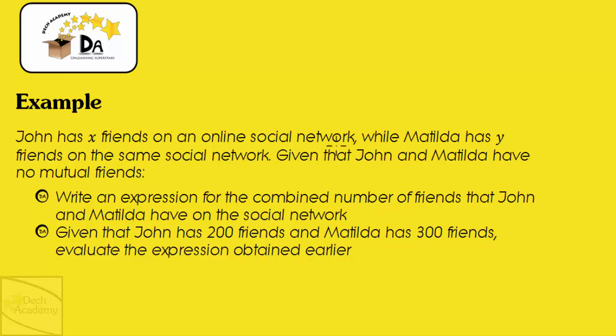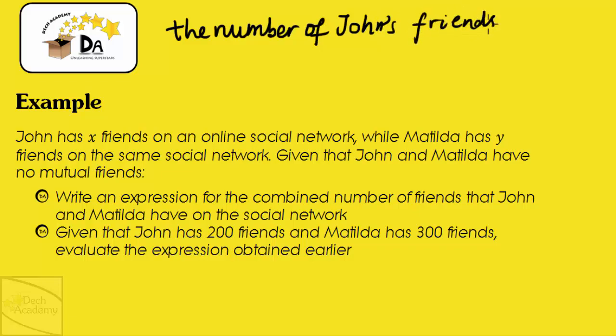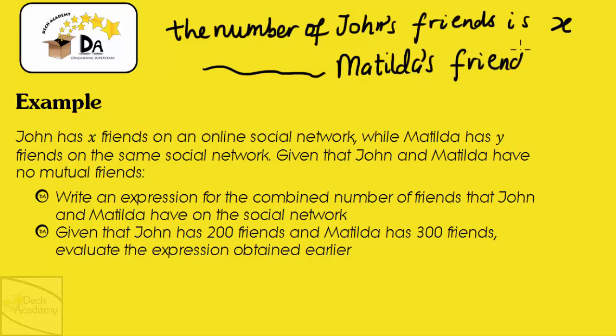John has X friends. So the number of John's friends is X. So this symbol X is being used to represent the number of John's friends, or the number of friends John has, while Matilda has Y friends. Same thing up to here, but it's Matilda's friends. Number of Matilda's friends is Y. So John has X friends on an online social network, while Matilda has Y friends on the same social network.